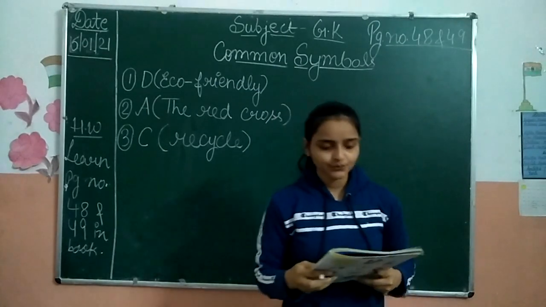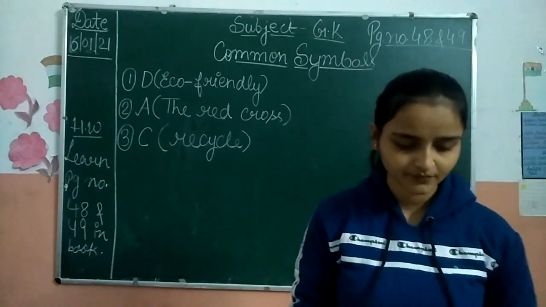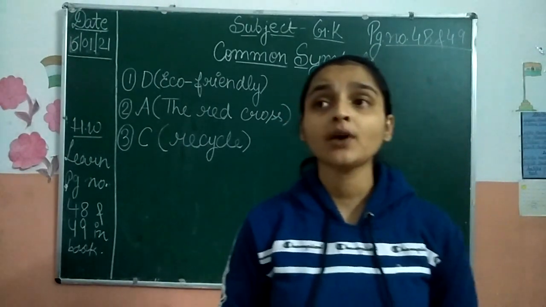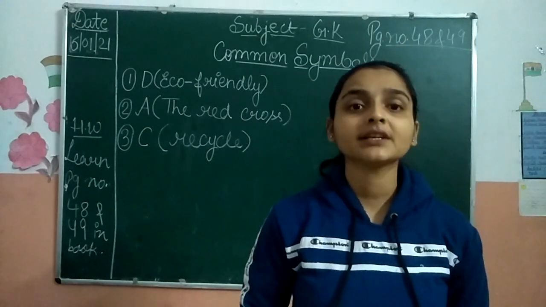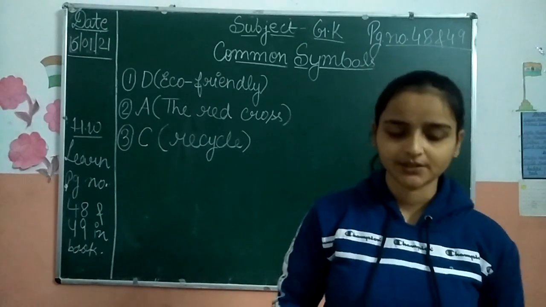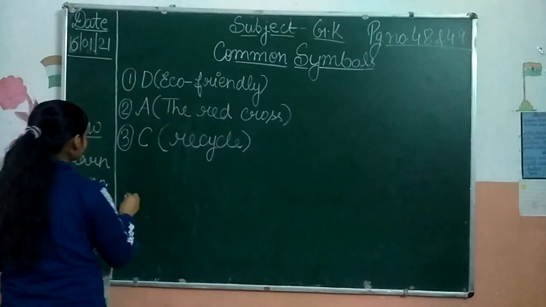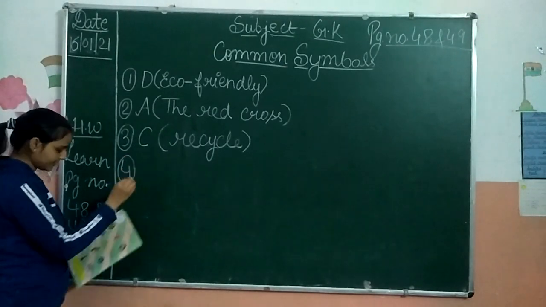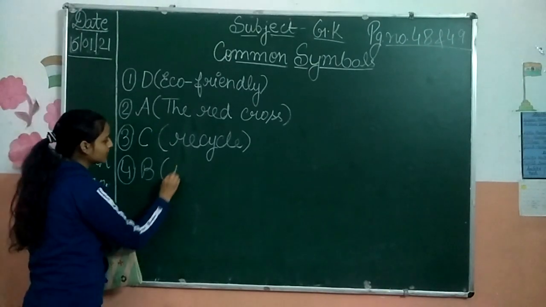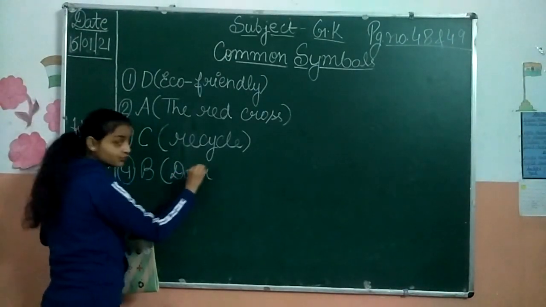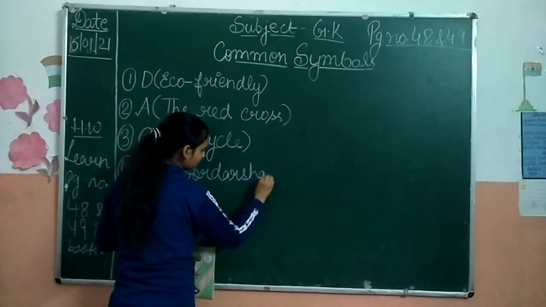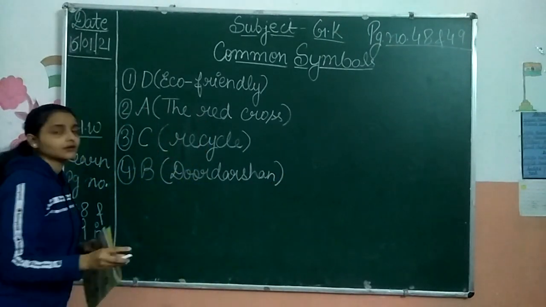Now, come to fourth number. A blue color symbol. Where have you seen this? This symbol you have seen on television or not? Yes. This is the symbol of Doordarshan. So, in the fourth number, write it down B. Okay. Now write it down Doordarshan.